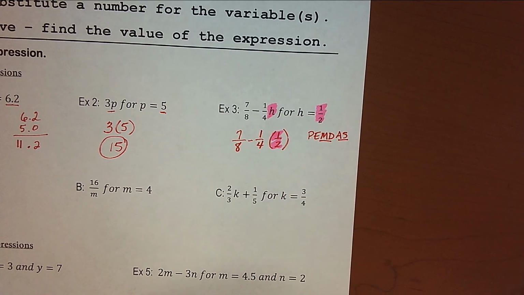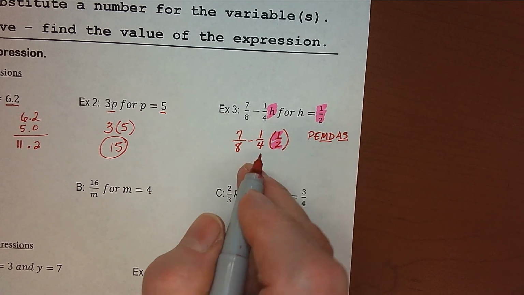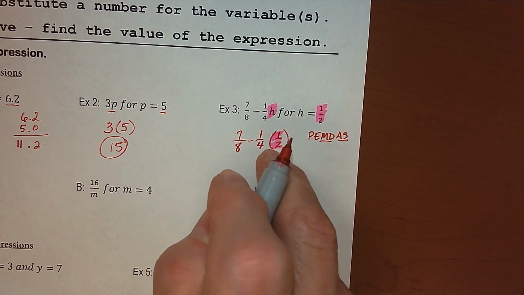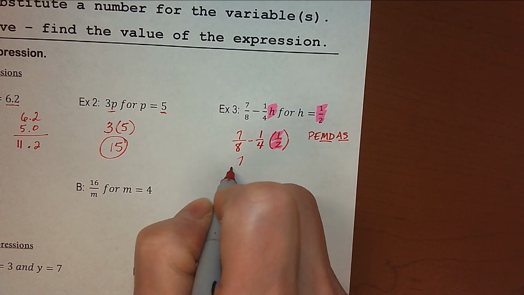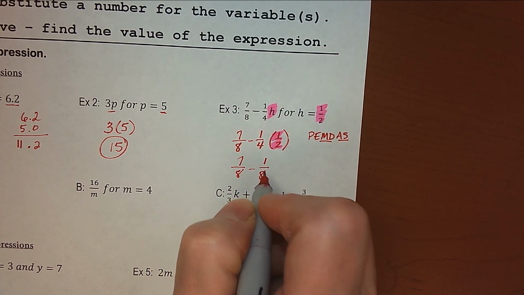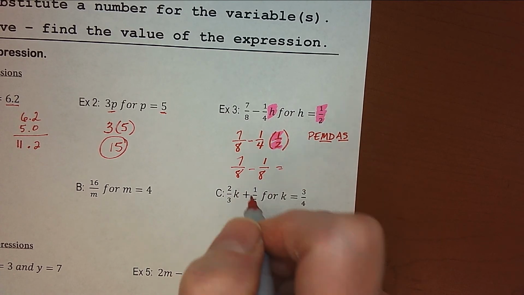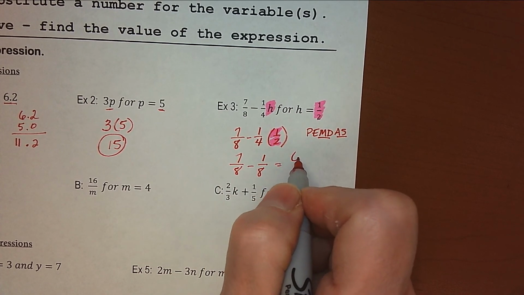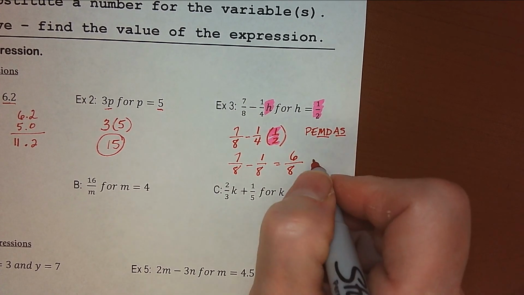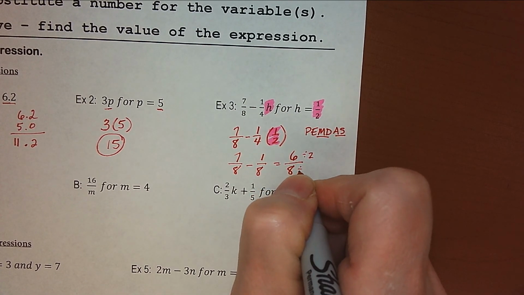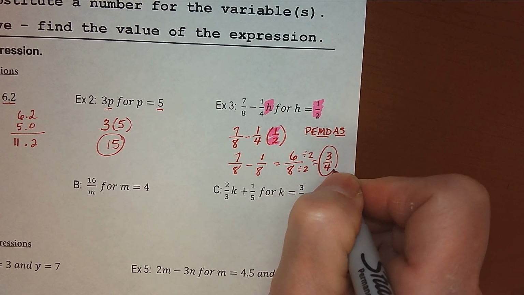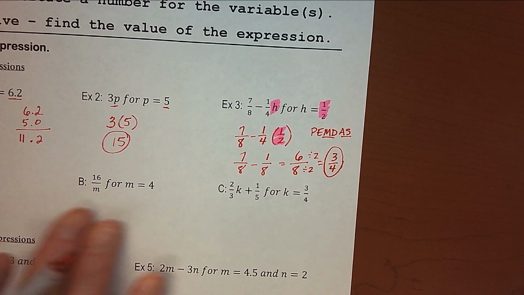left to right. So I see I have a multiplication problem here, 1/4 times 1/2, and I know that I just multiply 1 times 1 and 4 times 2. So this becomes 7/8 minus 1 times 1 is 1, 4 times 2 is 8. So 7/8 minus 1/8, we've got a common denominator there, so we just subtract the numerators, and we get 6/8. 6/8 is reducible. We divide both of those by 2, and our final answer then is 3/4. Okay, I'm going to stop the video now, and I want you to try the next 3 on your own.